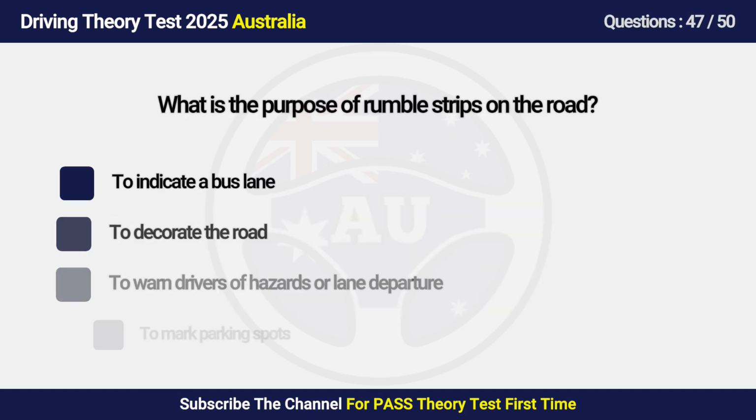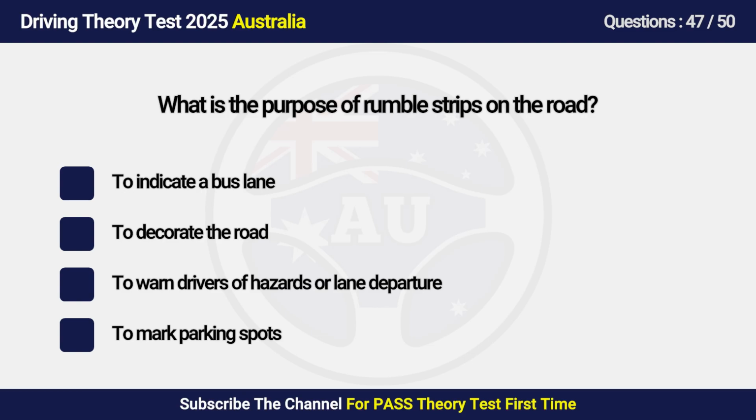Question 47. What is the purpose of rumble strips on the road? A. To indicate a bus lane. B. To decorate the road. C. To warn drivers of hazards or lane departure. D. To mark parking spots.